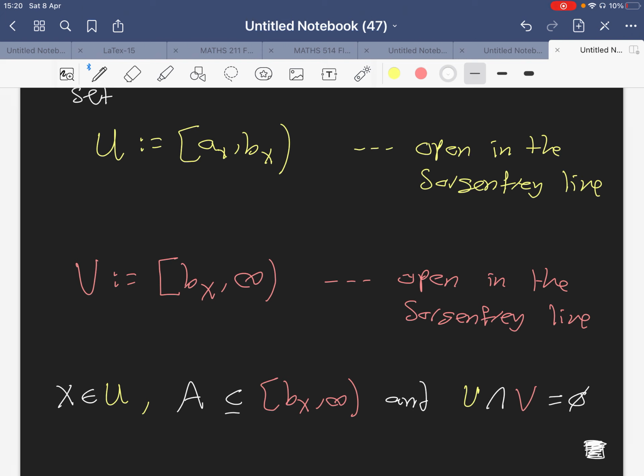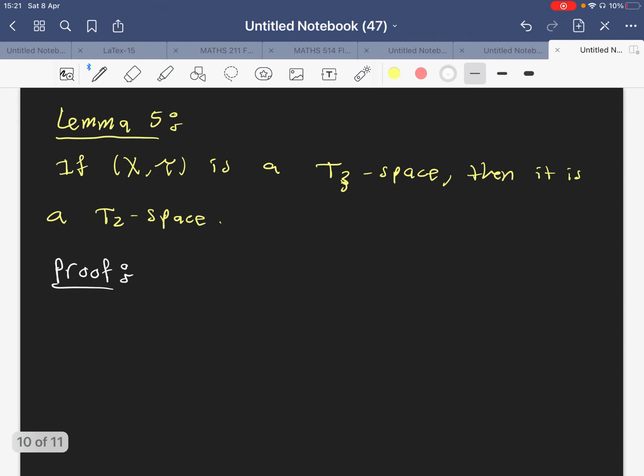Next, we will want to talk about the relation between T3 and T2. Remember, we always say that T0, T1, T2 have a relation between each other. Each one is kind of an enhancement of the previous one. So if we have T3, it must also be T2. And that's exactly lemma number 5, which says that if we have a T3 space, then by default, it's a T2 space.